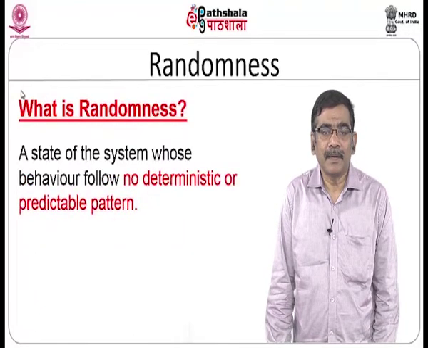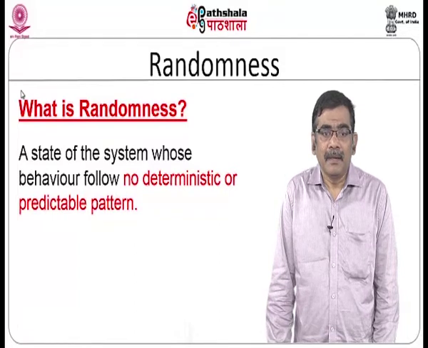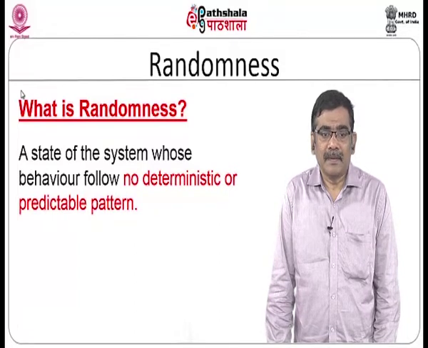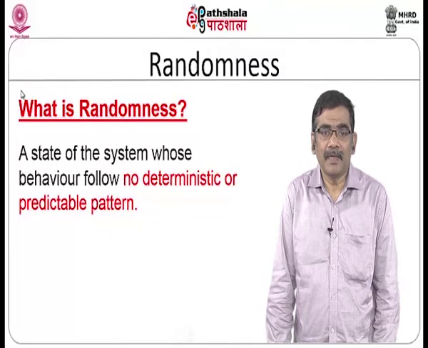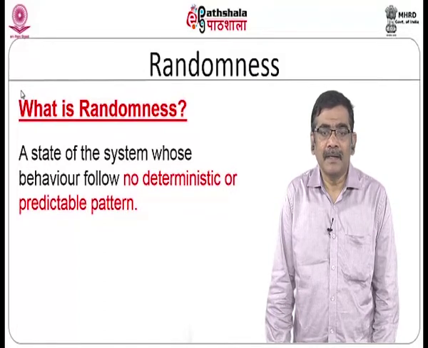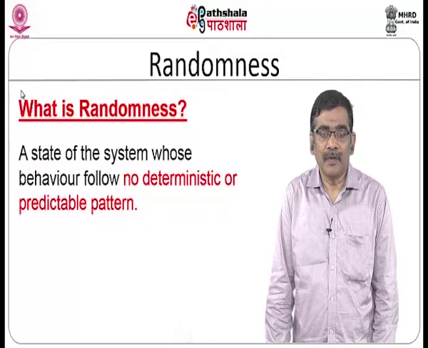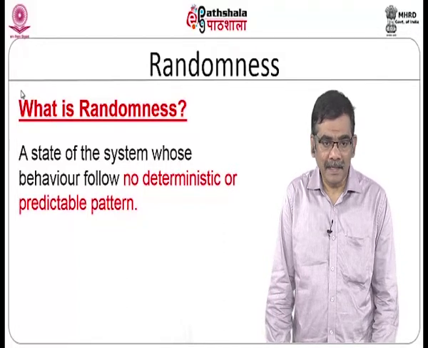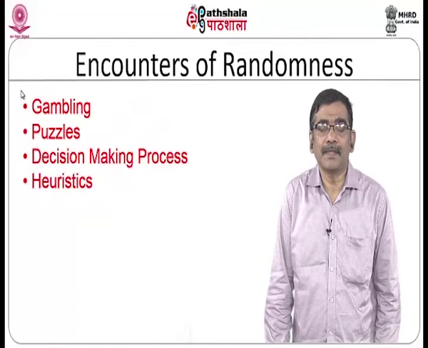Fine. What is randomness? A state of the system whose behavior follows no deterministic or predictable pattern is said to have random behavior. In other words, randomness means it is not deterministic. In other words, it is very difficult to predict the state of the system. For those sorts of things we call them random systems.